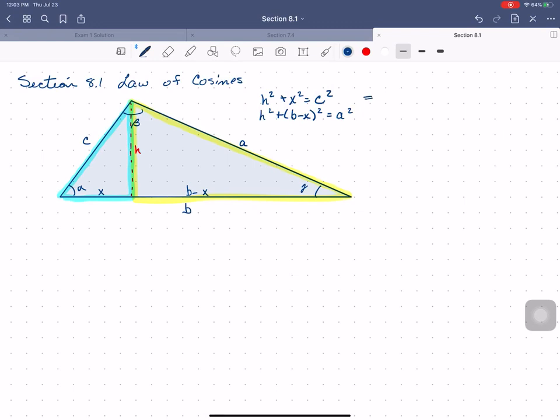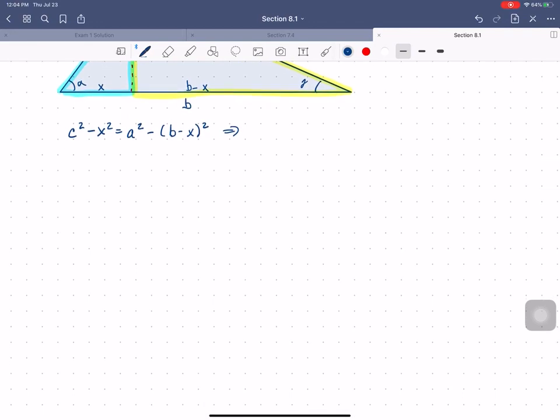So this top one tells me that h squared is equal to c squared minus x squared, and h squared equals a squared minus (b minus x) squared. Now that means that the right-hand sides of these two things have to be equal. So what I end up with is c squared minus x squared is equal to a squared minus (b minus x) squared. Let's solve this for c squared.